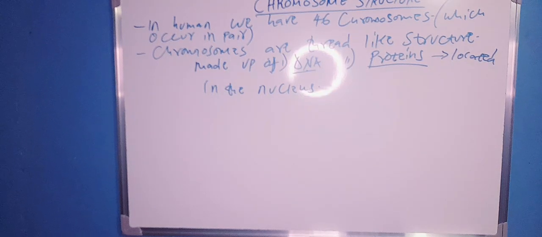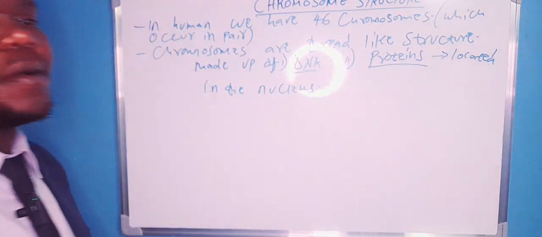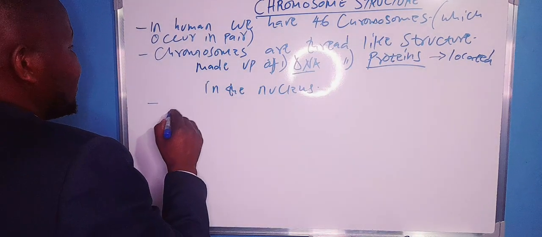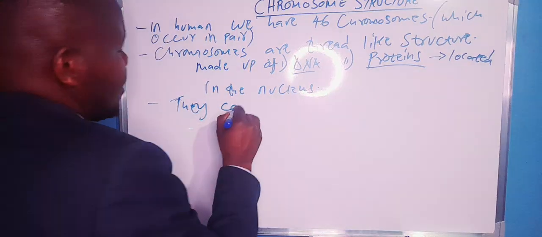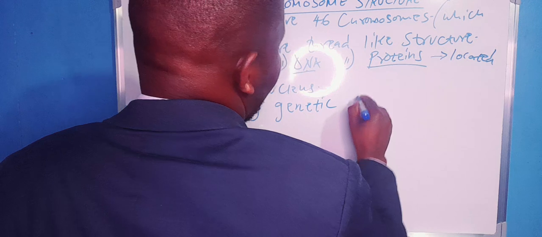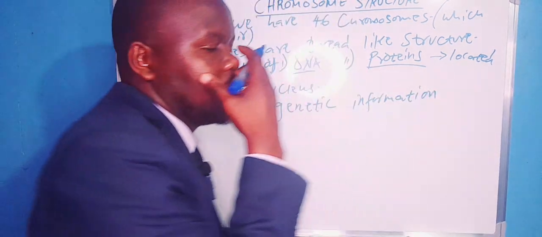So what will be the role of the chromosome? The role of the chromosome is carrying the genetic material. They will be carrying what? Genetic information. So we are saying chromosomes do what? They carry genetic information. They carry what? The genetic information.